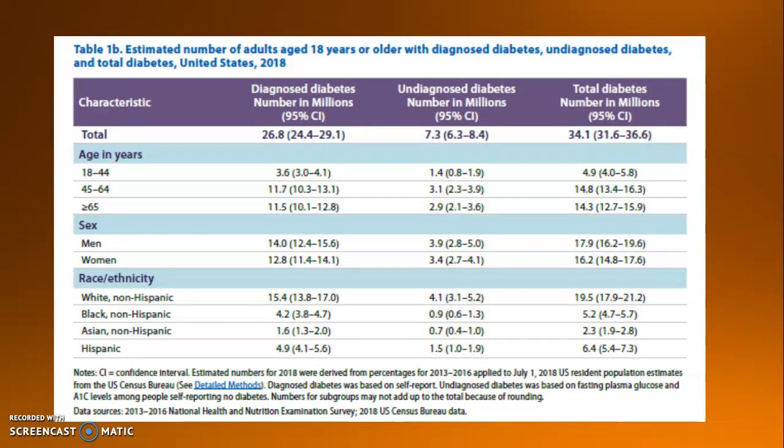When we look at the estimated number of adults 18 or older, this is in millions. You can see these numbers that we've already talked about, and again you're seeing some of those same ideas in terms of population risk. But I just wanted you to see the number in millions. It's about 26.8 million people with diagnosed diabetes in 2018, and 7.3 million undiagnosed, which leaves us about 34.1 million people with diabetes living in our country. That's a significant amount of our population.